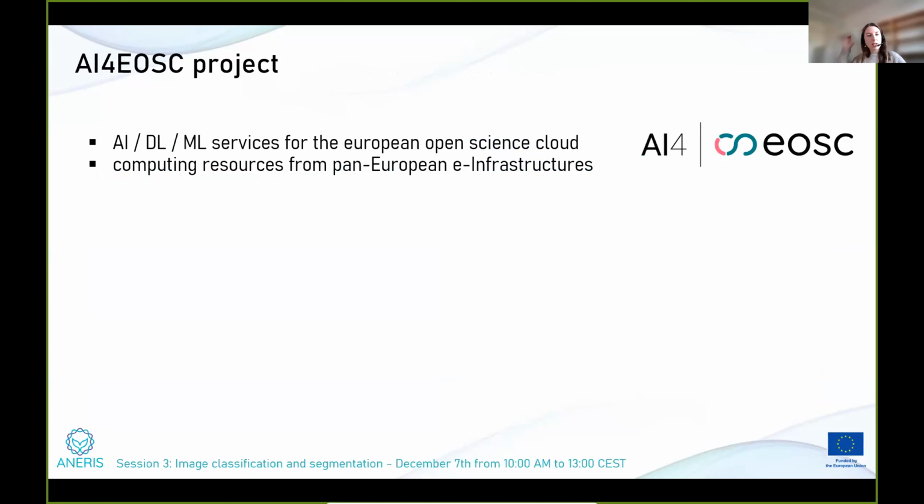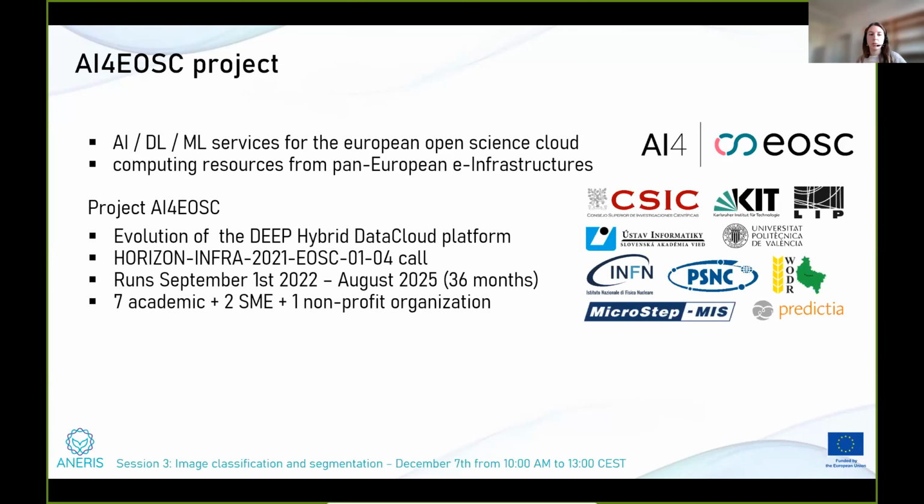Exactly. What I want to discuss, though, to finish the presentation, so to speak, is the AI for EOSC project, because I think this is the most relevant to a lot of you who don't necessarily have anything to do with multispectral data or drone imagery. The project I'm working on, as Enoch mentioned, is about providing computing resources as well as services with regards to AI, deep learning, and machine learning for the European Open Science Cloud. The project itself is about enhancing the existing platform, which is the Deep Hybrid Cloud, and it is a European project that runs until the end of 2025.